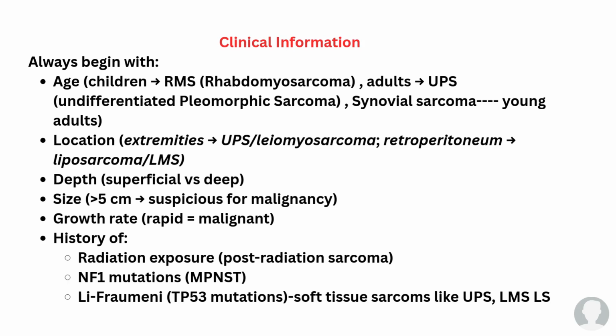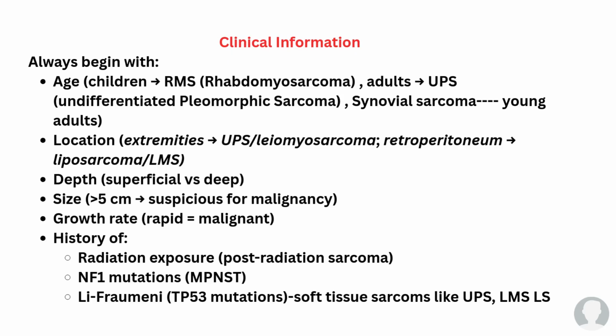For example, age is important as certain sarcomas are common in children and certain sarcomas are common in adults. For example, rhabdomyosarcoma is common in children and in adults, undifferentiated pleomorphic sarcoma is common. Synovial sarcoma is common in young adults. Location like extremities, the possibility of undifferentiated pleomorphic sarcoma or leiomyosarcoma is more. In the retroperitoneum, the possibility of liposarcoma or leiomyosarcoma is more.